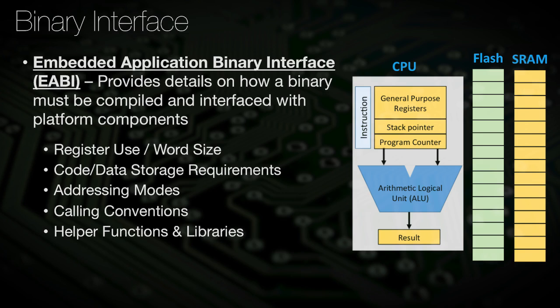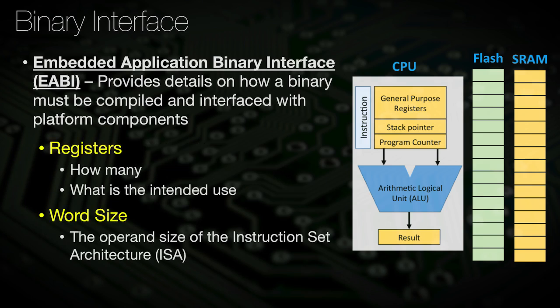Let us highlight some of the basic EABI specifications you might read about. First and foremost, the EABI will specify information on how your program must be compiled. The translation of high-level to low-level language has specific requirements on things like register use and word size. The word size is the operand size the instruction set architecture was defined around. All operations are written to perform actions on data of this size most optimally.